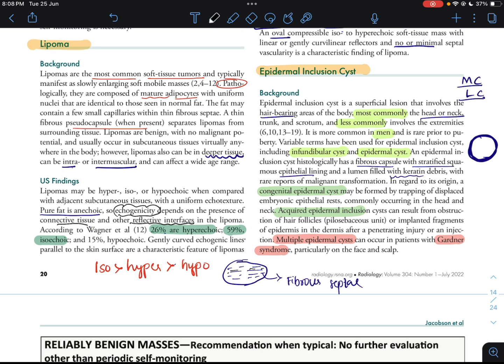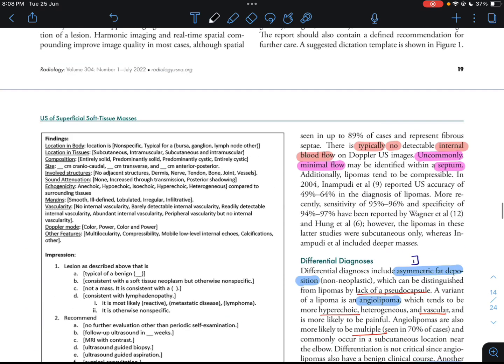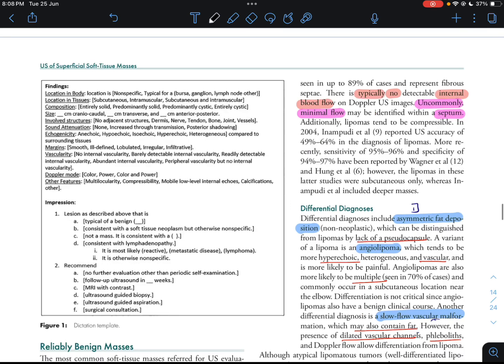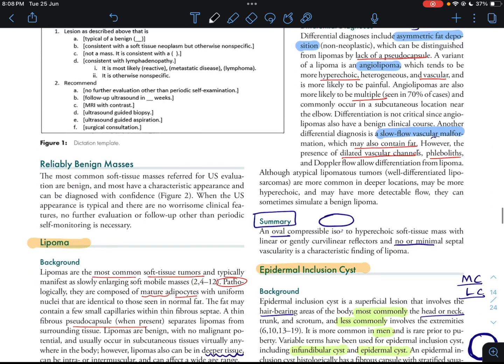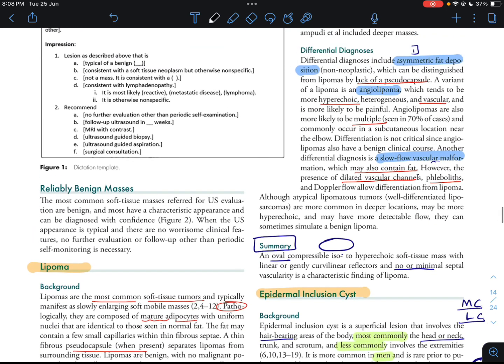This represents fibrous septae, and when we put on a color Doppler, the lipoma doesn't show any internal vascularity, and rarely it can show septal vascularity which is minimal flow. The differentials would be asymmetric fat deposition, but this will lack a pseudo capsule. Another can be an angiolipoma, which is a variant of lipoma, but this will be hypervascular.